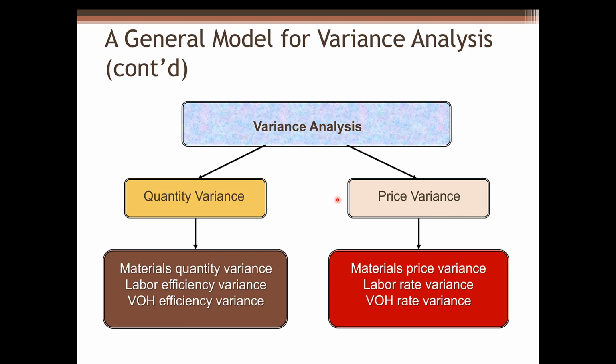Quantity and price variances can be calculated for all three variable cost elements: direct materials, direct labor, and variable MO. The calculation is the same for all three, but with different names. For materials, quantity variance is called quantity variance, but for labor and variable MO, that's called efficiency variance. For materials, price variance is still price variance, but for labor and variable MO, it's called rate variance.